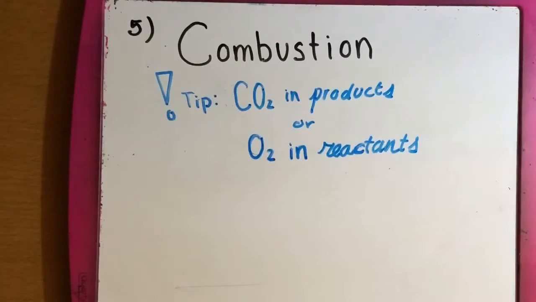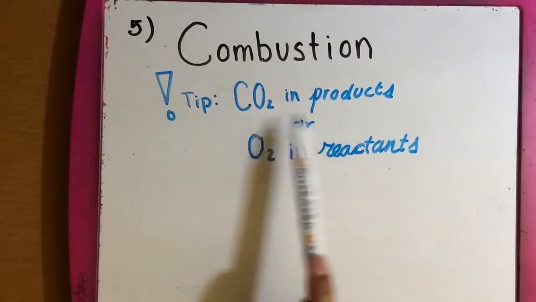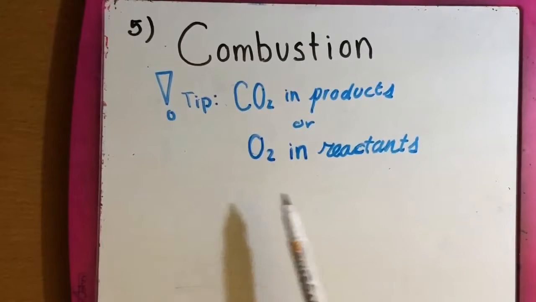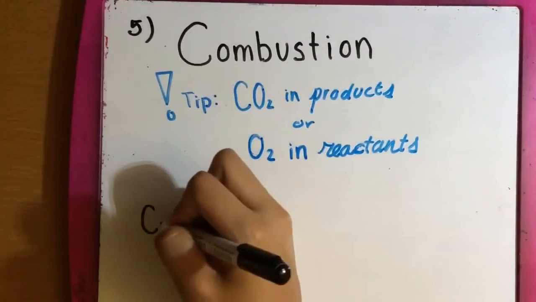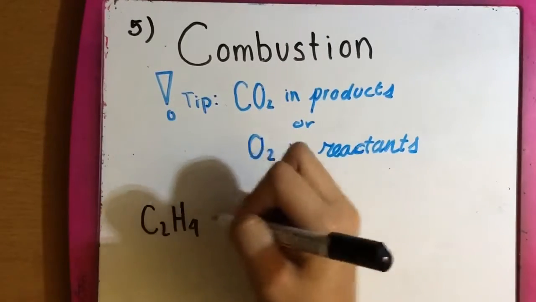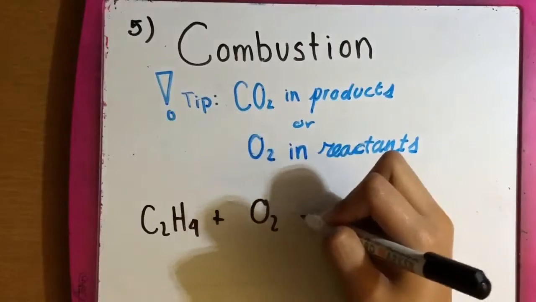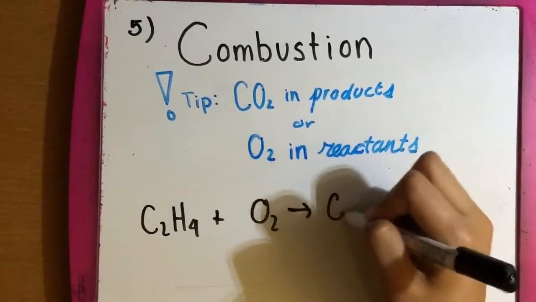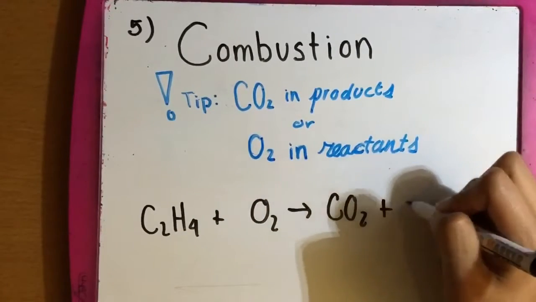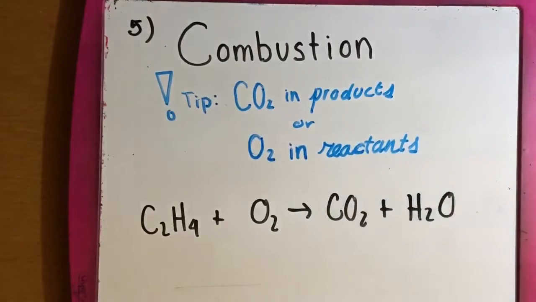Last but not least, we have combustion. Combustion is when substances burn with oxygen to form common oxides. Although there's no generic structure for this, we do have a tip. You should look for CO2 in the product side or O2 in the reactants, and I'll show you through this example. So let's say you have C2H4 plus O2 producing CO2 plus H2O. So first you would balance it.